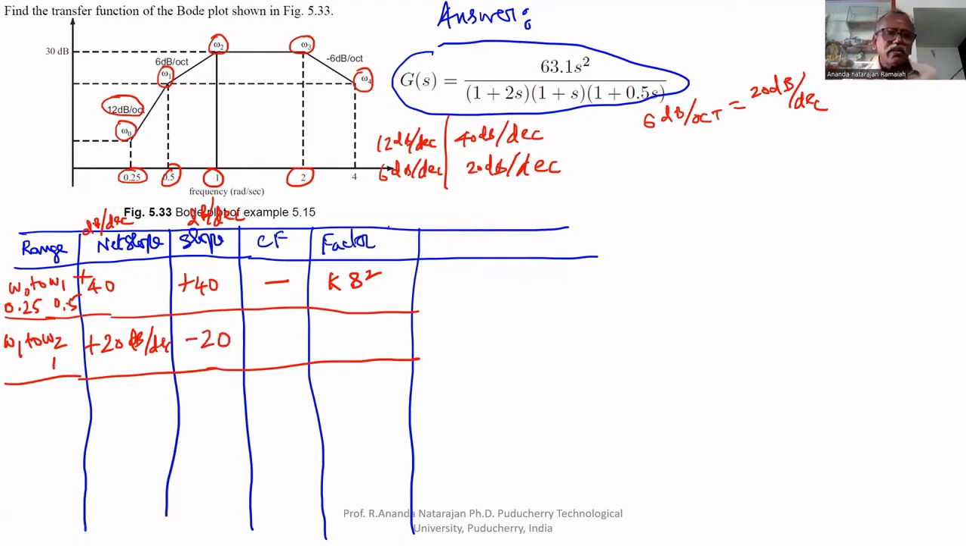What is the corner frequency? The corner frequency is omega 1, equal to 0.5. Therefore, T1 equals 1 by 0.5 equals 2. The factor is in the denominator, therefore 1 by 2s plus 1. So the next one is omega 2 to omega 3.